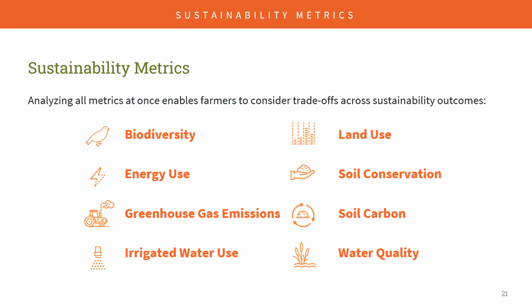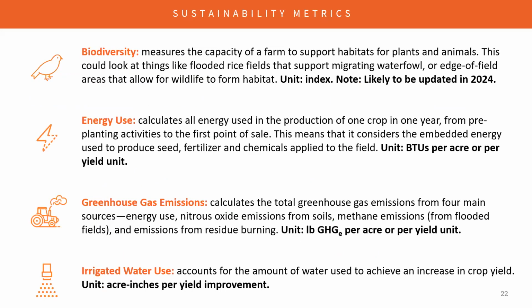The 8 metrics that we have, you can see them here. The ones that are quantitative and you can get outcomes out of are energy use, greenhouse gas emissions, irrigated water use, land use, and soil conservation. The other 3 are indices. So a quick explanation. For example, for energy use, the output is BTUs per yield unit, or BTUs per bushel, for example, and the same for greenhouse gas emissions.